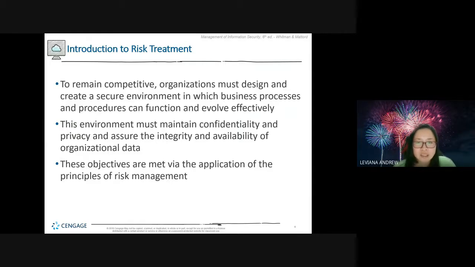In order to function effectively, any organization must design and create a secure environment in which business processes and procedures can function effectively. Therefore, the system must maintain confidentiality and privacy and assure the integrity and availability of the data in the database. So this is where the risk treatment, the risk management, is applied.